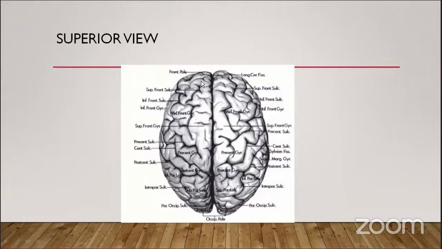This is the view of the cerebral hemisphere from a superior aspect. You can appreciate the frontal lobe anteriorly, the occipital lobe posteriorly, and you can see the superior view here. You can appreciate various gyri of the frontal lobe as well as the parietal lobe.